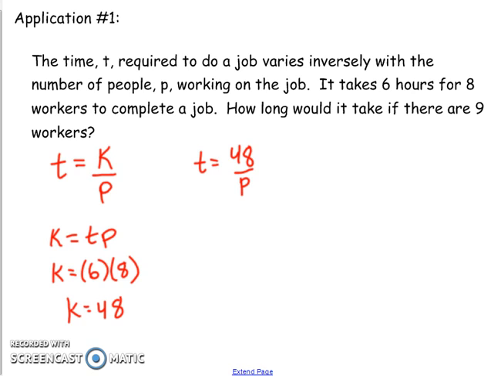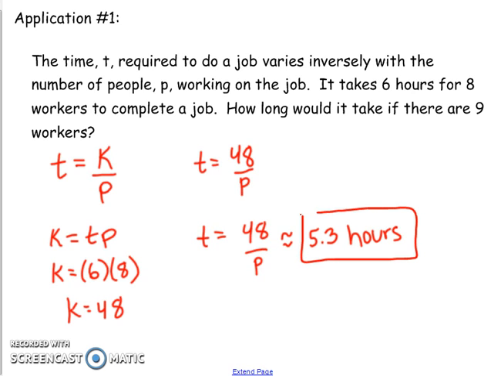So how long will it take if there are 9 workers? So we're going to solve for T, and we're going to plug in 9 for P. So 48 over P. So this is going to be about 5.3 hours. Okay, so you're setting up the equation, you're solving for K. Once you know what K is, you're writing your function, and then you're plugging in your information.